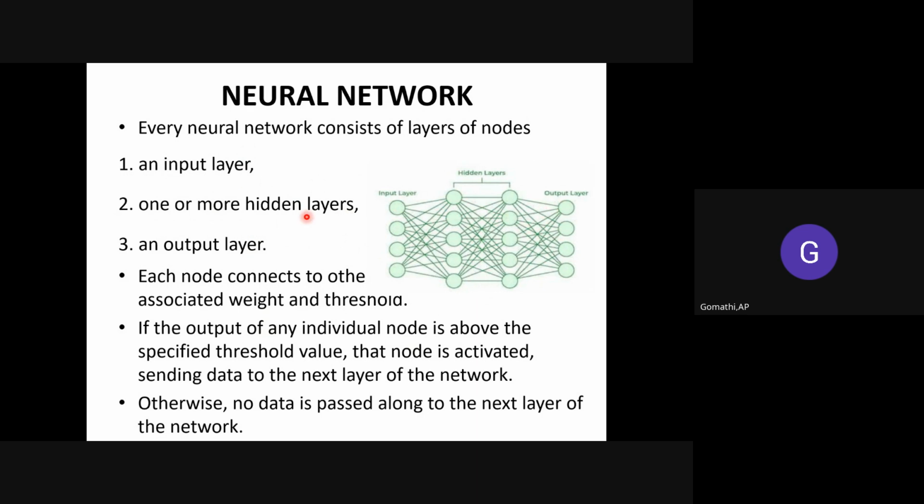In a perceptron, we have an input layer, the input features. After that, we apply the weights. After combining the weights, we get a weighted sum. Finally, it goes to the activation function. After processing the values in the activation function, we get the output. So the output of the activation function will be 0 or 1. But in a neural network, we have three layers. First is the input layer, second is the hidden layers, and third is the output layers.